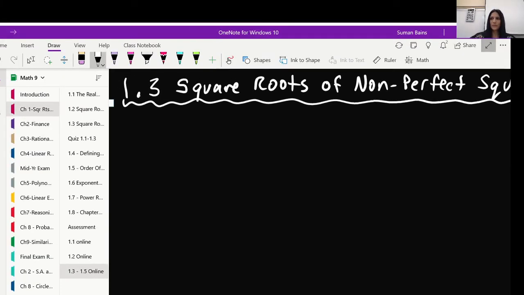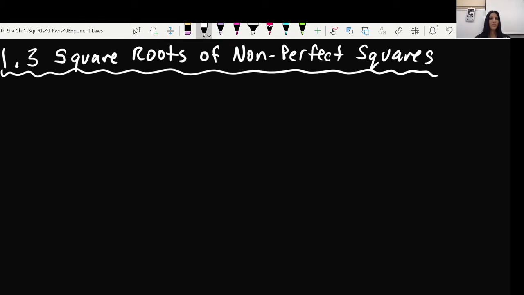Everyone, welcome to another Math 9 video. We're doing 1.3, square roots of non-perfect squares today. So I'm just going to run through some quick examples to give you an idea of how to solve questions that are like this. So we're going to start off first with the square root of 15.